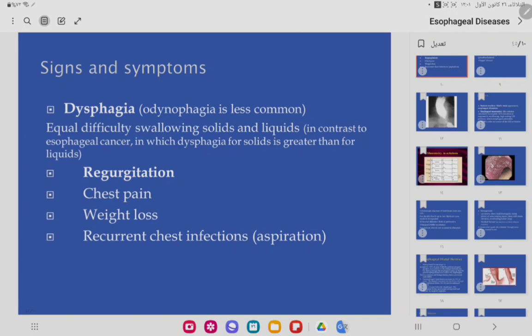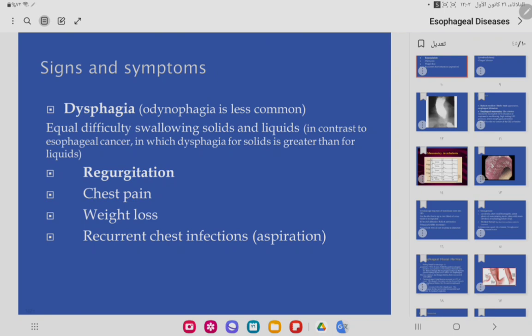When we have masses, there is usually mechanical obstruction, which causes more solid obstruction. Other symptoms are regurgitation, chest pain, weight loss, recurrent chest infection, and aspiration, especially when they lie down, and often they have bad mouth smell, halitosis. Okay, next.